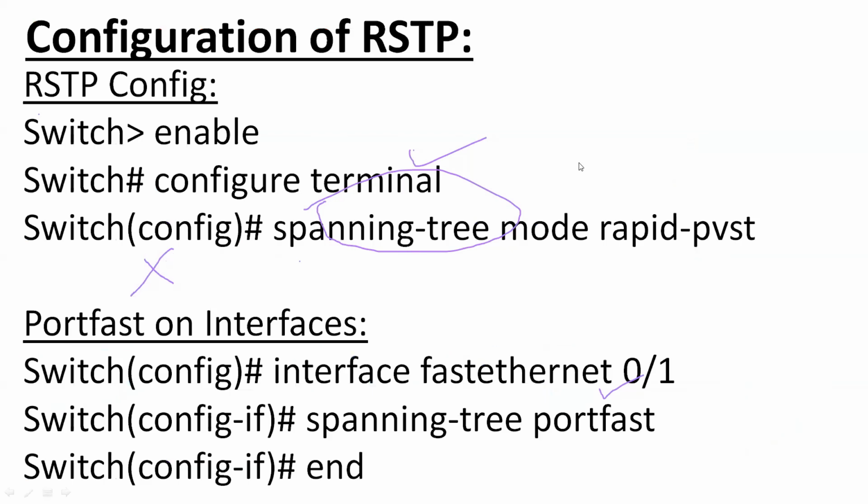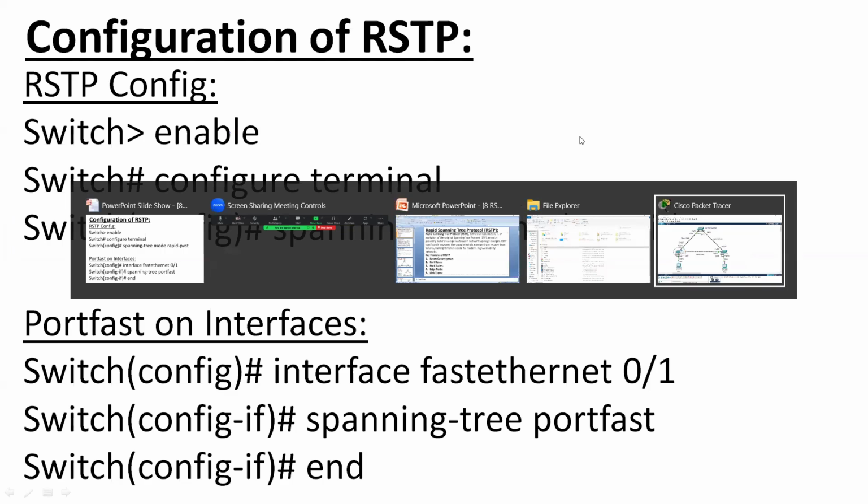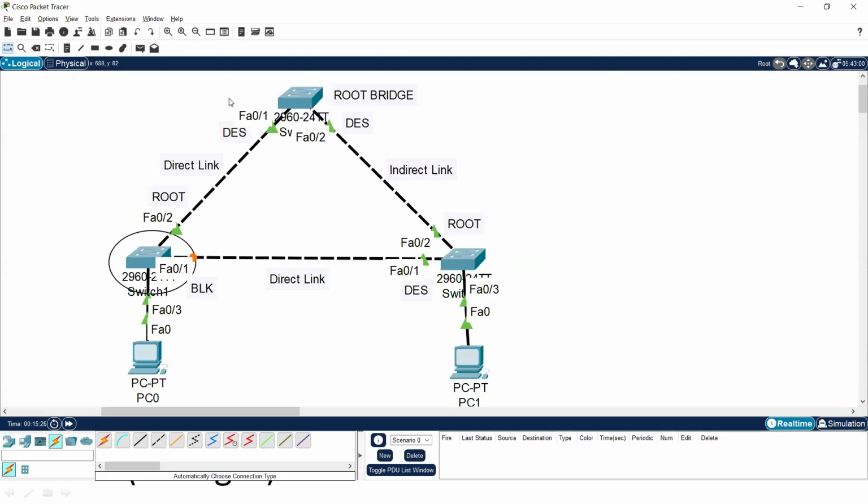If I talk about the configuration of the RSTP protocol, this is a single line command, spanning-tree mode rapid-pvst, that is used for the RSTP configuration. Okay. Now let's move forward to our practical session in which we will deeply cover how the convergence time is reduced in case of the RSTP protocol.